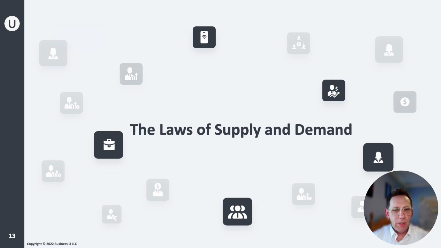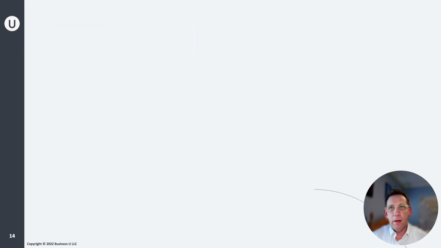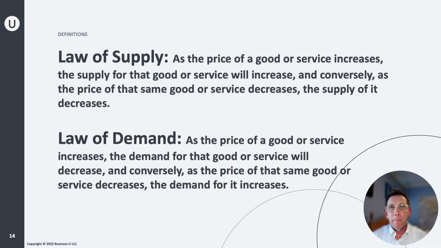So we're going to talk about something called the laws of supply and demand. Now, the law of supply says that as the price of a good or a service increases, the supply of that good will also increase. And conversely, as the price of that same good goes down, the supply of it goes down.